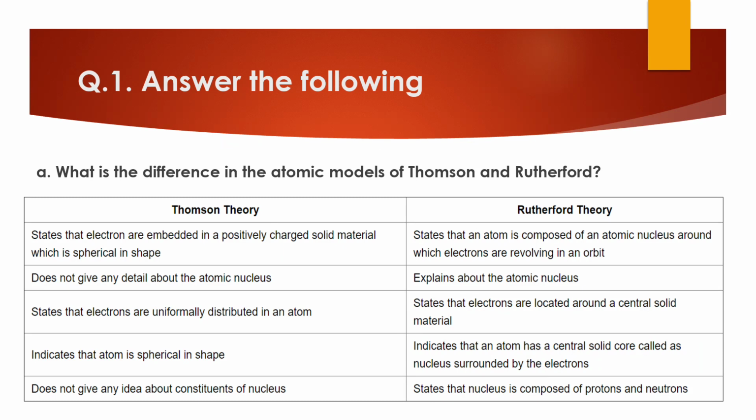Protons and neutrons are subatomic particles. They are present in the nucleus. It was told by Rutherford, but it was not stated by Thomson. So this is the difference between Thomson's atomic model and Rutherford's atomic model.